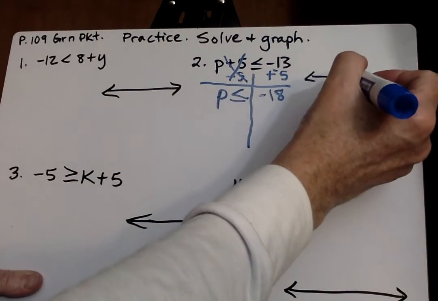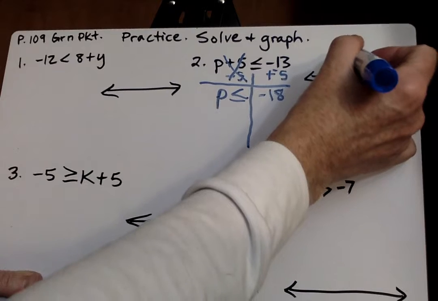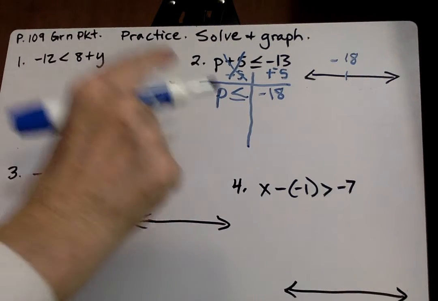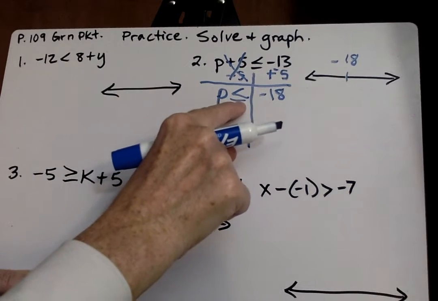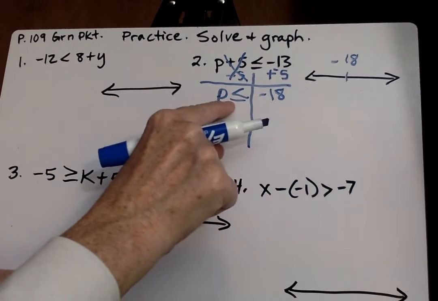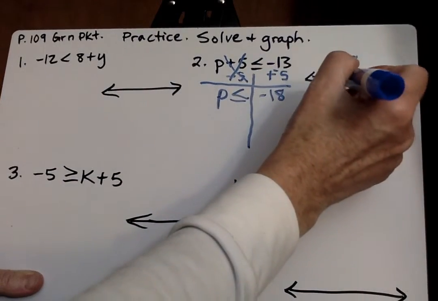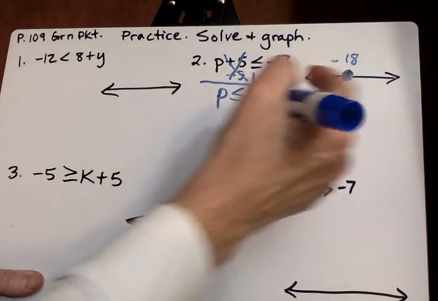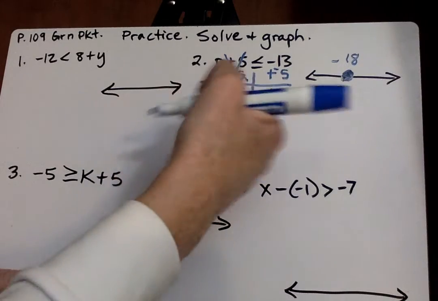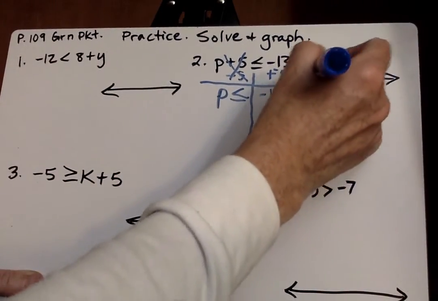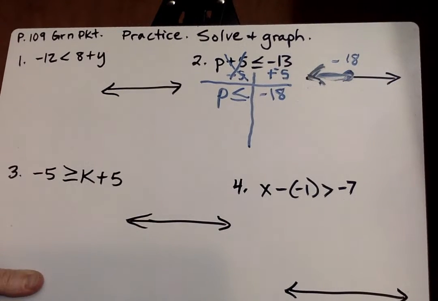Now, for our number line, we're going to put negative 18 right there. And we ask ourselves, is it an open or a closed dot? This one has a line here, so that means more ink. So it's or equal to, so more ink there means more ink here. And then we shade, see which way is it pointing? This is pointing to the left, so we shade to the left. And you're done.